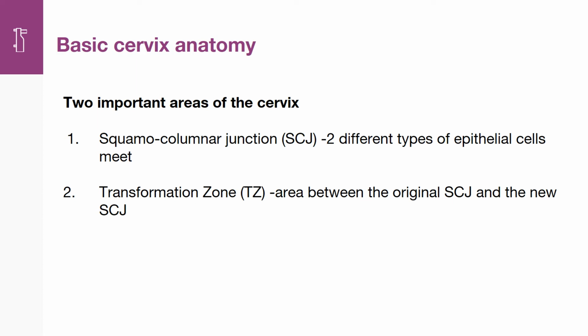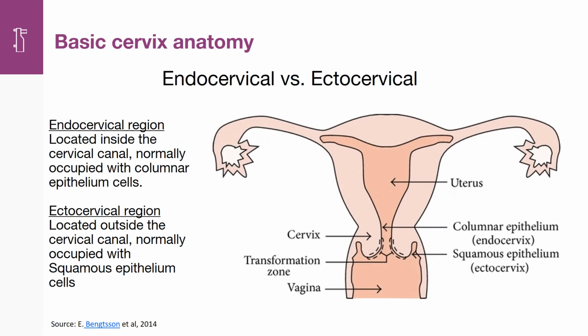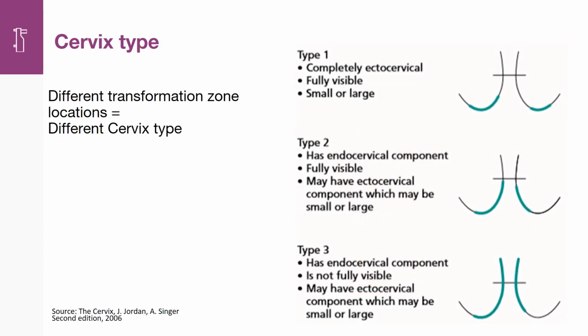Now, before we move on to the official definition of cervix type, let's point out two more anatomical terms. Endocervical, which means inside the cervical canal, and ectocervical, which means outside of the cervical canal. And here is the official definition. The differences between the different types are the transformation zone location and its visibility. As we can see, cervix type 3 is the only one which is not fully visible. Now let's go over the different types in more detail.